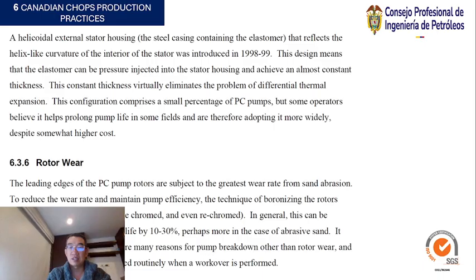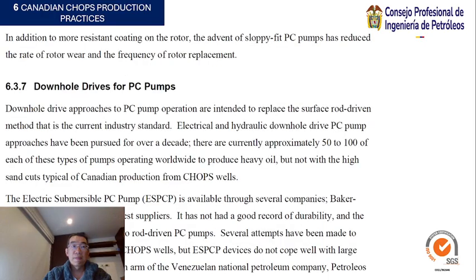It must be remembered that there are many reasons for pump breakdown other than rotor wear, and many PC pump rotors are changed routinely when a workover is performed. In addition to more resistant coating on the rotor, the advent of slotted feed PC pumps has reduced the rate of rotor wear and the frequency of rotor replacement.